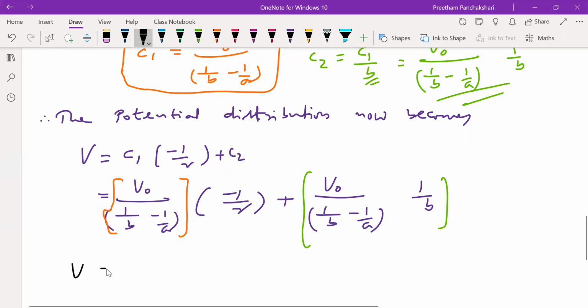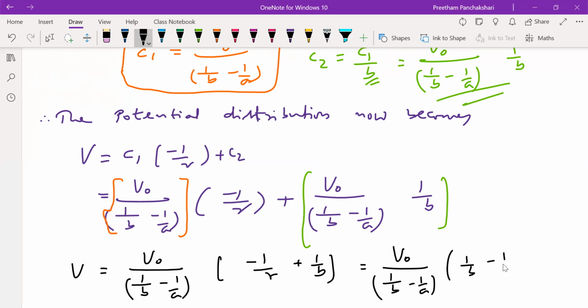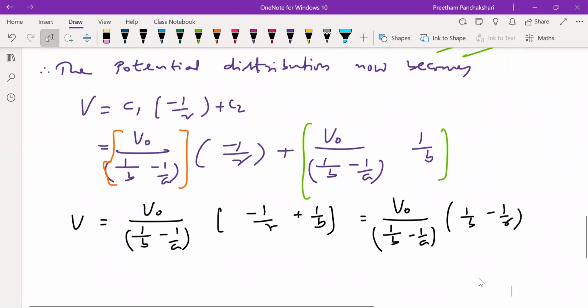Finally, V becomes, you can simplify this by taking the common factor V naught divided by 1 by B minus 1 by A out. So we are left with minus 1 by R plus 1 by B. This can also be written as V naught divided by 1 by B minus 1 by A, into 1 by B minus 1 by R. So everything is constant except R here.